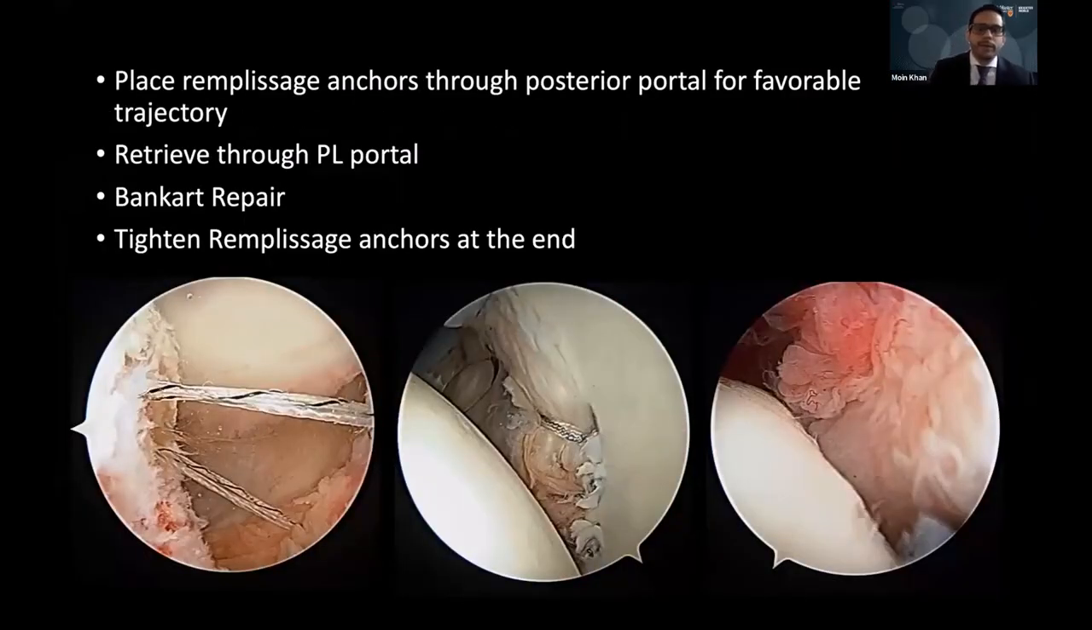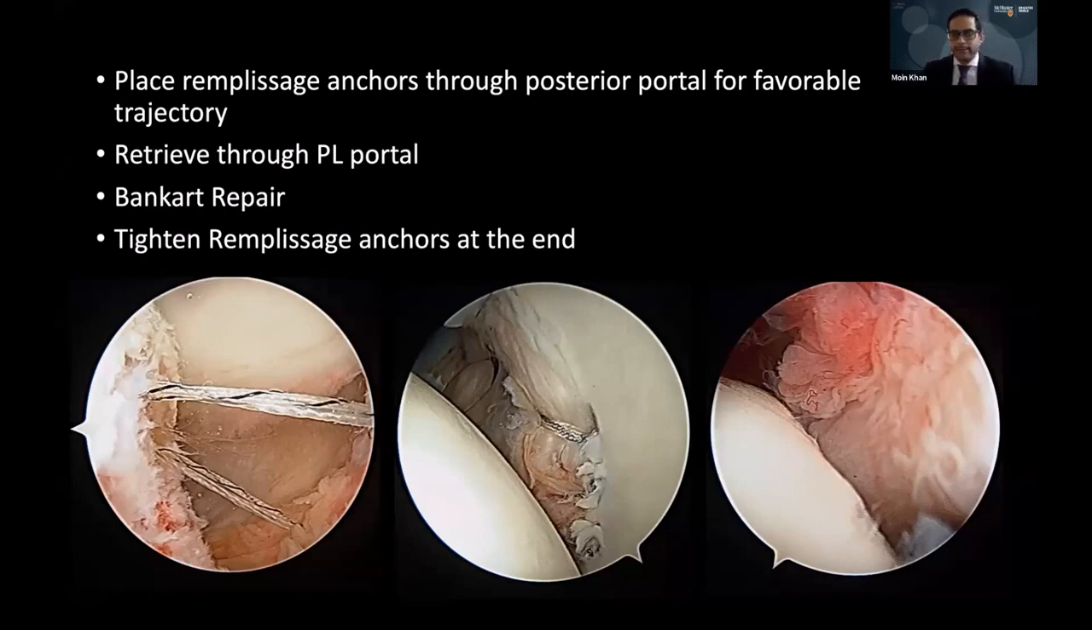I think some important points when performing this procedure really is to place your remplissage anchors initially before you perform your Bankart repair, and then perform the Bankart repair and then tighten your remplissage suture anchors at the end. If you do the Bankart and then you're placing your remplissage anchors, you may disrupt your Bankart repair. And if you tighten your remplissage anchors before your Bankart repair, then the shoulder does close down quite a bit and makes it difficult. And in the picture on the right here, you can see the infraspinatus is now tenodesed into that defect.